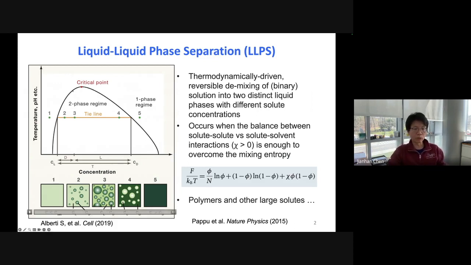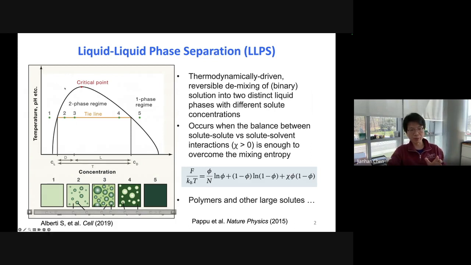This is really what happens in the simplest, zero order approximation. If you are sitting at this particular concentration and you increase the temperature, then the demixing entropy becomes more and more important, and eventually they will become a single phase.